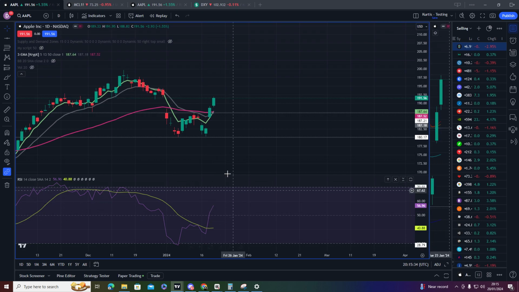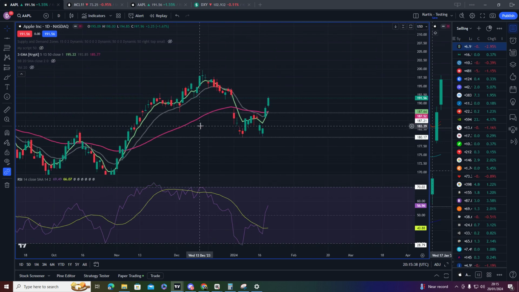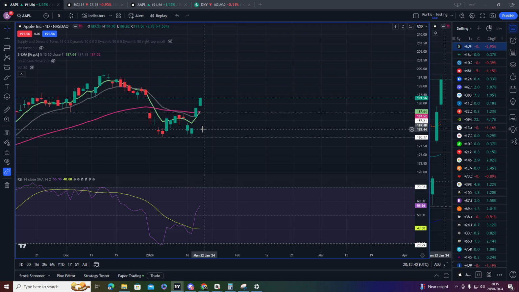Okay, we've got the confirmation of all of this, and we've now got the flow, and we've got the double bottom breakout. This to me is a fantastic trade, and I'll be taking this on Monday, as long as the pre-market looks alright.